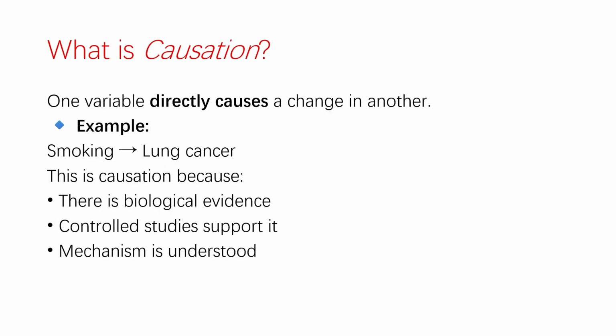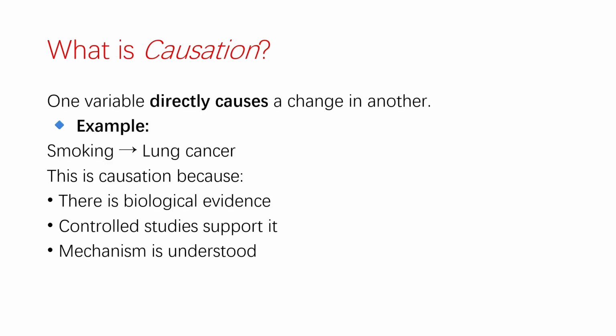Causation means that one variable directly causes a change in another. In other words, if you change one thing, it will actually produce an effect on something else. A strong example of this is smoking and lung cancer. Scientists don't just see that smokers tend to have more lung cancer. They've shown that smoking actually causes it. How do we know this?